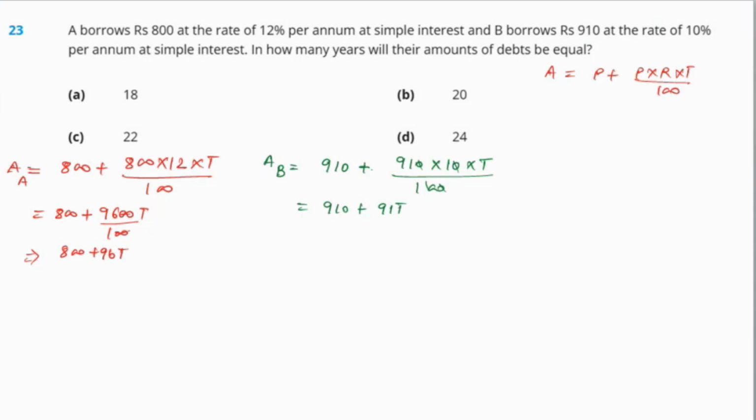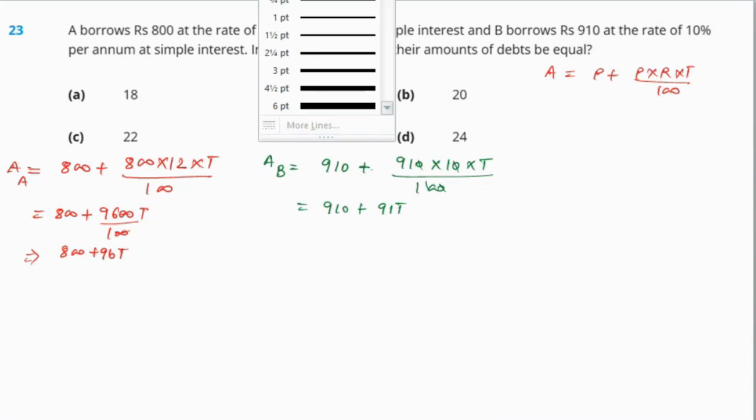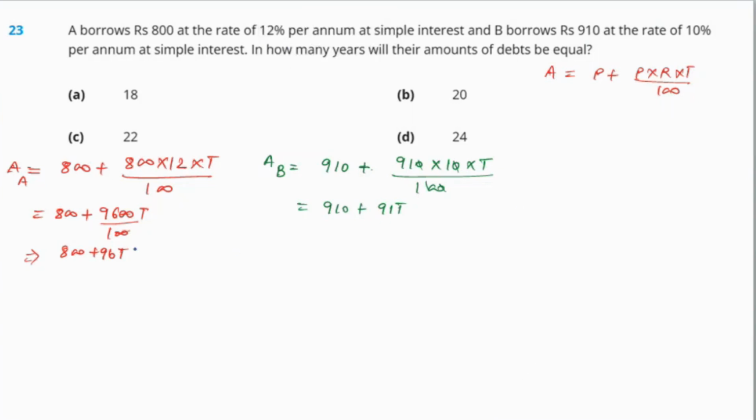Now the question is saying in how many years will their debts be equal? So whatever amounts we got, we need to put both of them as equal. We get 800 plus 96T is equal to 910 plus 91T. So 800 minus 910 equals 91T minus 96T, and we get minus 110 is equal to minus 5T.